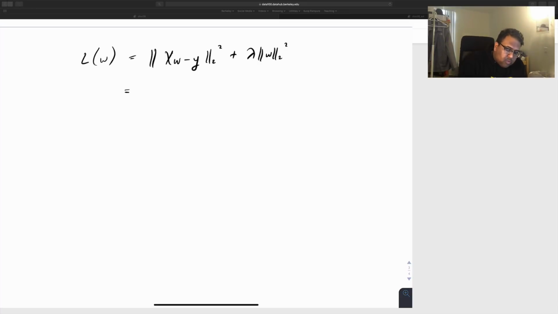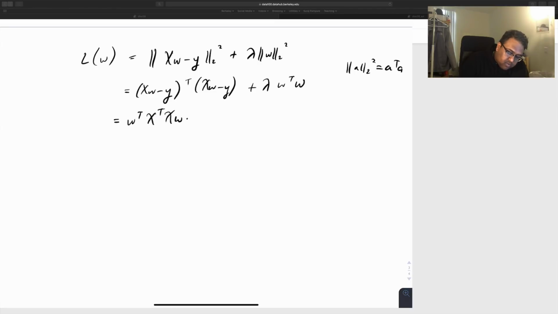Essentially, what we're going to do is rewrite the norm of A squared as A transpose A. So we'll get this as (XW minus Y) transpose (XW minus Y) plus lambda W transpose W. Then we'll do some simplifying steps. We can write this as W transpose X transpose XW minus W transpose X transpose Y minus Y transpose XW plus Y transpose Y plus W transpose W times lambda.